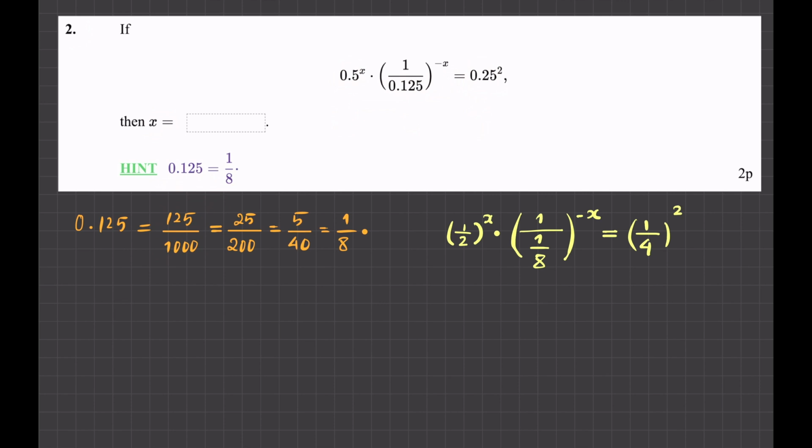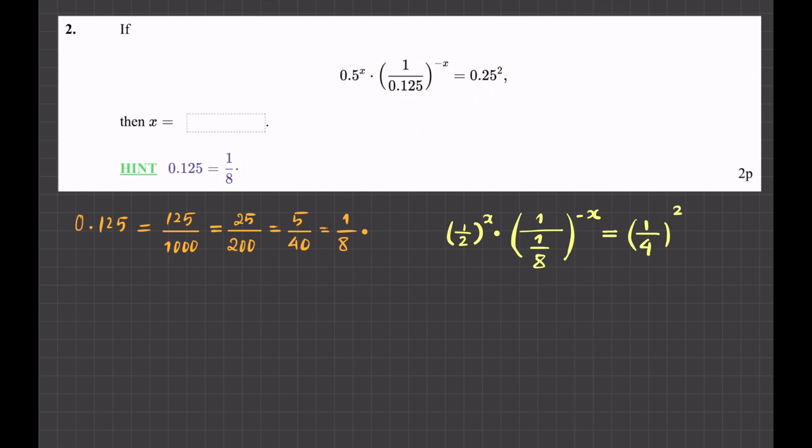So what I did, instead of 0.5, I put 1/2, and then I copied and pasted this x here. So you see 1 over 2 is the same as I have written here, but instead of this number, I have used this hint and I have written 1 over 8. And then I copied and pasted this minus x up there. And instead of 0.25, I have written 1/4. And then I have copied and pasted this 2 here. But what is 1 over 8?